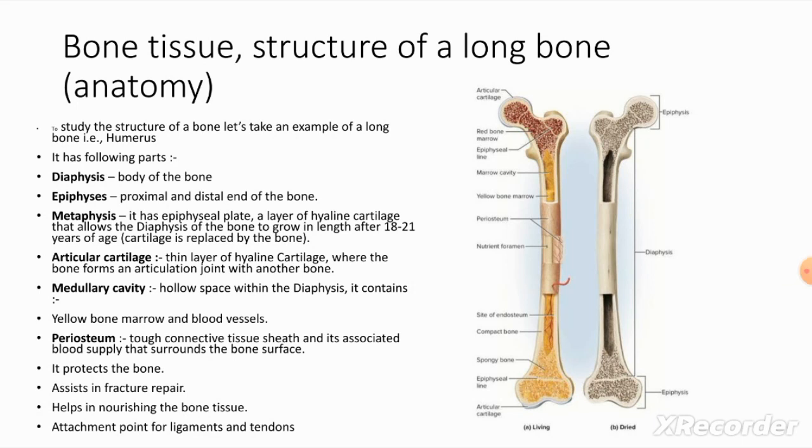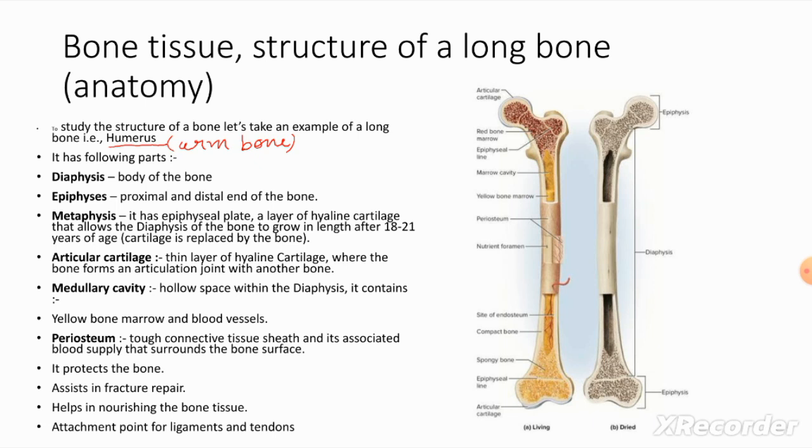Today we are going to learn about the structure of bone tissue by taking the example of a long bone, the humerus. The humerus is an arm bone, and with the help of this bone we will understand how different parts, blood vessels, and bone marrow are arranged in a bone to give it its final structure.